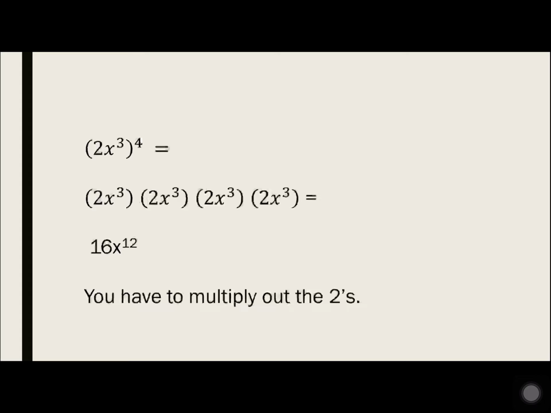2x cubed all to the 4th would mean write 2x cubed and have 4 of them. Let's do the numbers. 2 times 2 is 4, times 2 again is 8, times 2 again is 16. What about the exponent? From that first part, we can just say 3 times 4 is 12. Or we can write out all those 3's. If you have 3, 3, 3, and 3, that's 4 times 3 is 12.